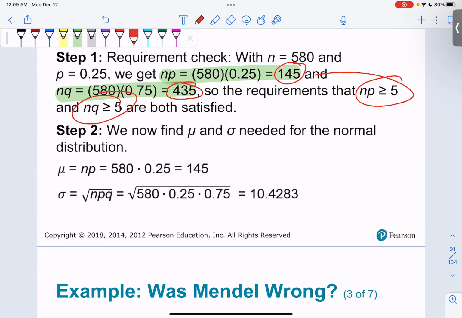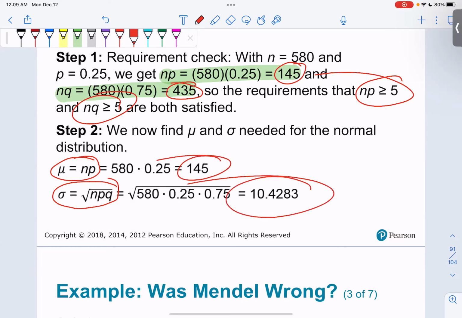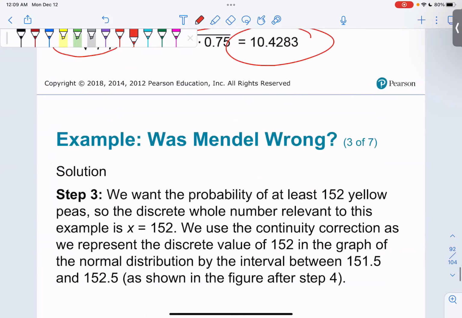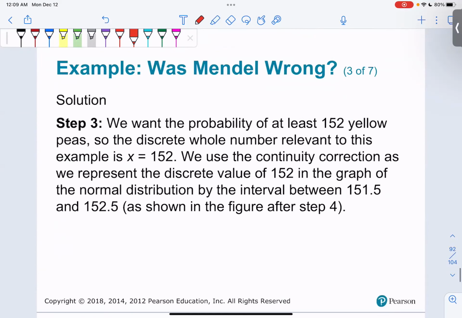We use mu and sigma from the binomial distribution. And we got this value of mu and this value of sigma. And then we have the probability of at least 152 yellow bees. This is discrete, right? Because it's from the binomial distribution, so it's discrete.